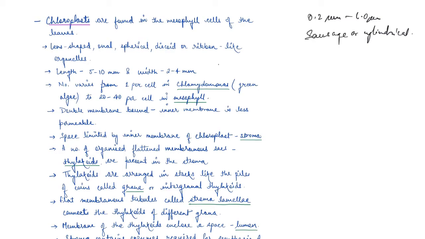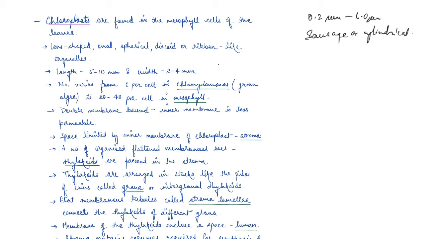Okay. Now, basically, the space limited by the inner membrane of the chloroplast is known as stroma. Inner space is known as stroma. Now, just compare it with the matrix of mitochondria, right? Now, in the stroma, you have a large number of organized flattened membranous sacs, which are known as thylakoids, right? So these are present in the stroma. Thylakoids are arranged in stacks like piles of coins, and these are known as grana.